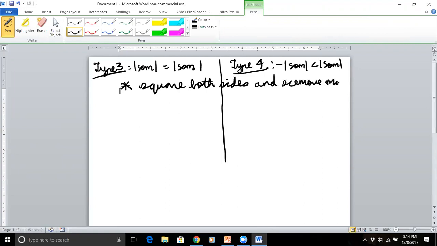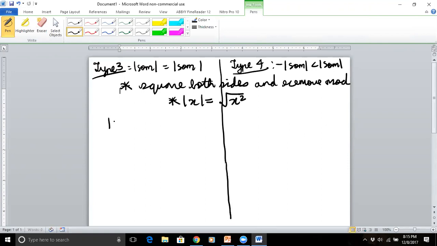The basic rule is always to square both sides and remove the mod. Now, why do you do this? Why do you square both sides and remove the mod? Because of the relationship: mod of x is equal to root of x square. I can always represent a mod with a root. So to remove the root, I need to square both sides. So this is how you would solve this entire equation.